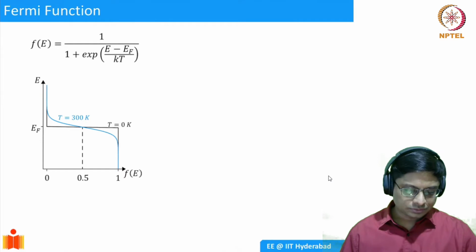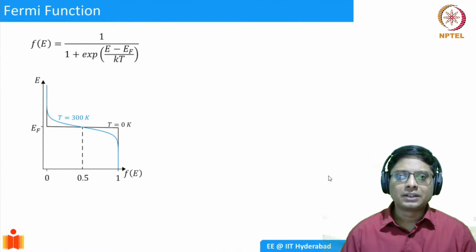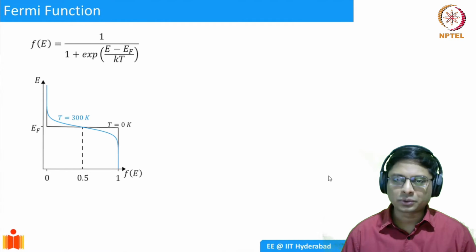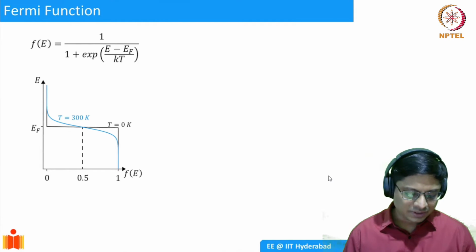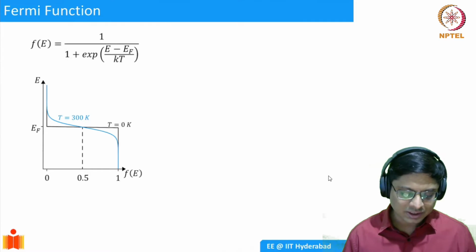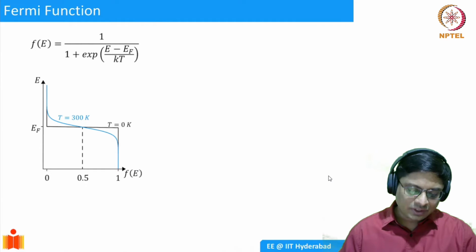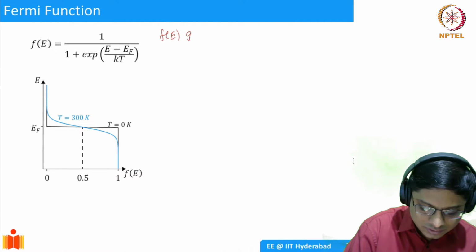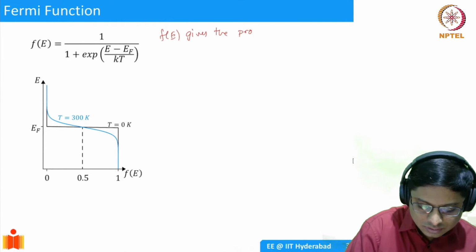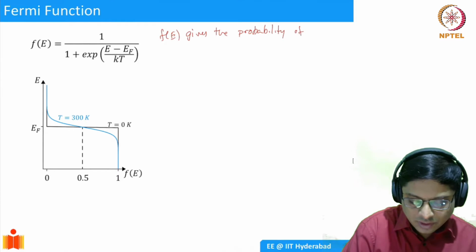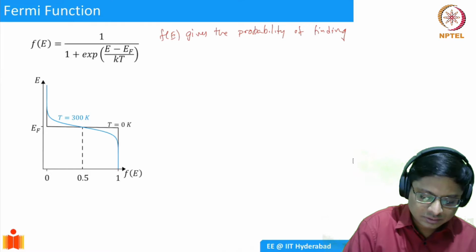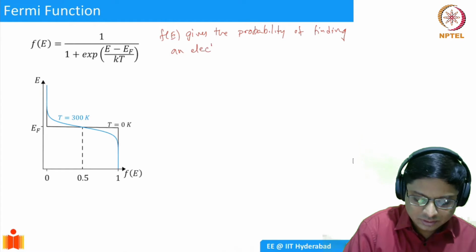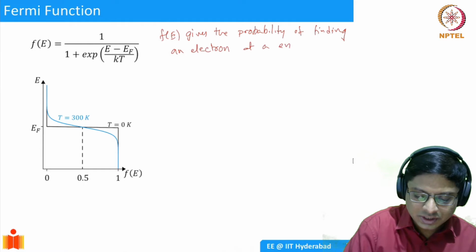Okay. So to start with, we have to introduce a few functions, a few concepts. The first one is the Fermi function. Fermi function is a function which is given here. It's essentially 1 over 1 plus exponential of (E minus EF) by kT. Okay. So this is a function that gives you the probability. So f of E gives the probability of finding an electron at a particular energy E.